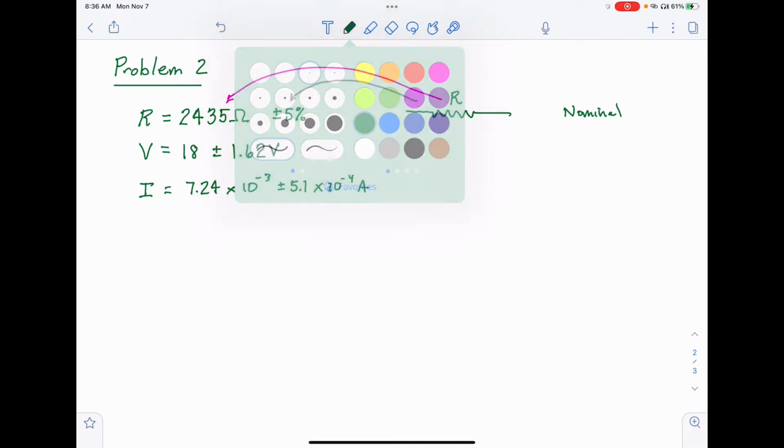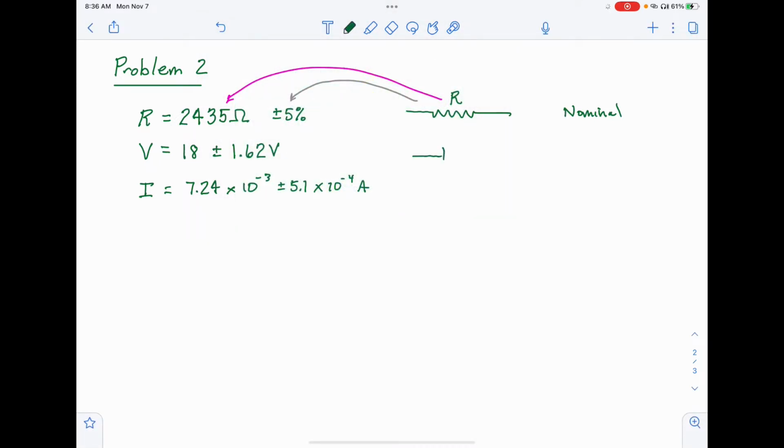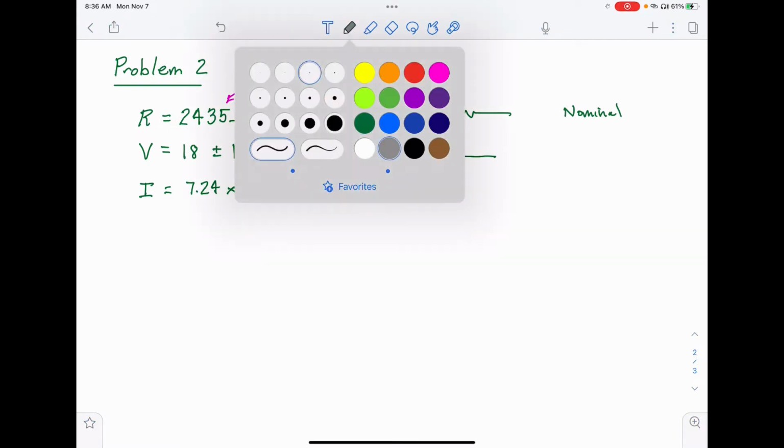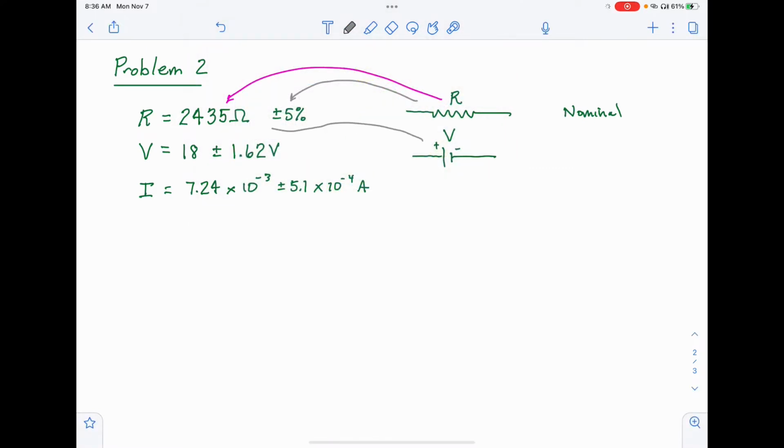And I'll just use green again. Typically I'm going to represent voltage, in particular DC voltage, like this. You'll find it in other ways, but this will be my voltage on here. And it too has an error or an uncertainty associated with it, and that uncertainty is 1.62.